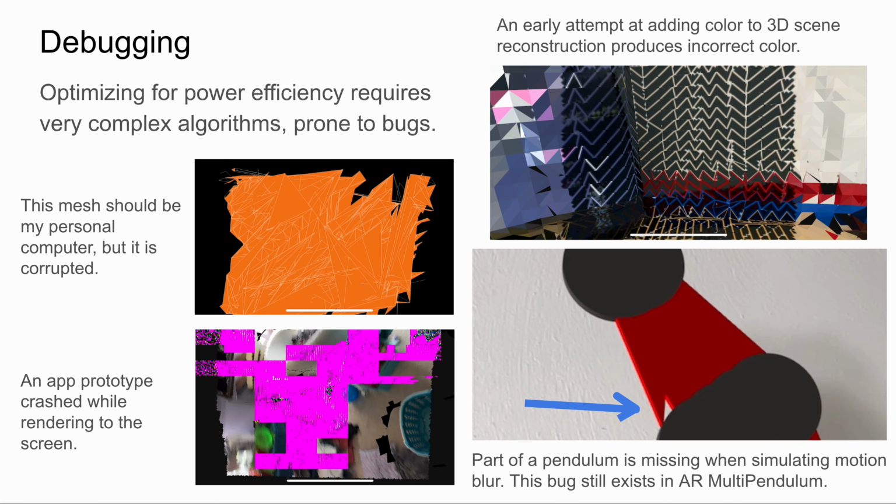Optimizing for power efficiency requires very complex algorithms which are prone to bugs. In the top left, the orange mesh should be my personal computer, but it is corrupted. In the bottom left, an app prototype crashes while rendering to the screen, creating a lot of pink pixelated squares. In the top right is an early attempt at adding color to 3D scene reconstruction. In the bottom right, part of the pendulum is missing when simulating motion blur. This bug still exists in AR Multi-Pendulum.